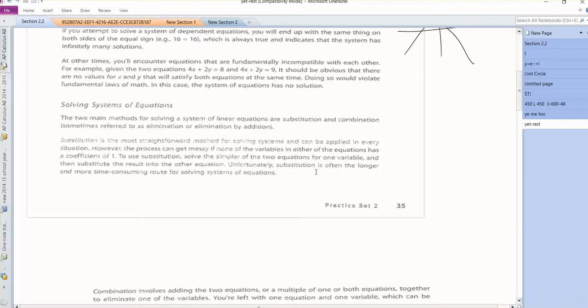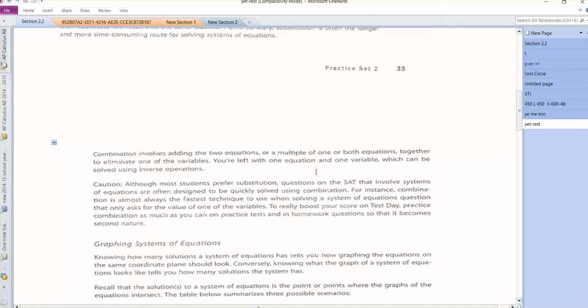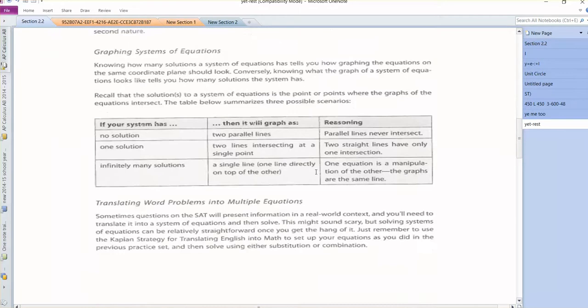We also see word problems that involve systems of linear equations as well. Something that's good to take note of: if this has no solution, that would be two parallel lines. That was actually discussed in the linear equation video near the end.